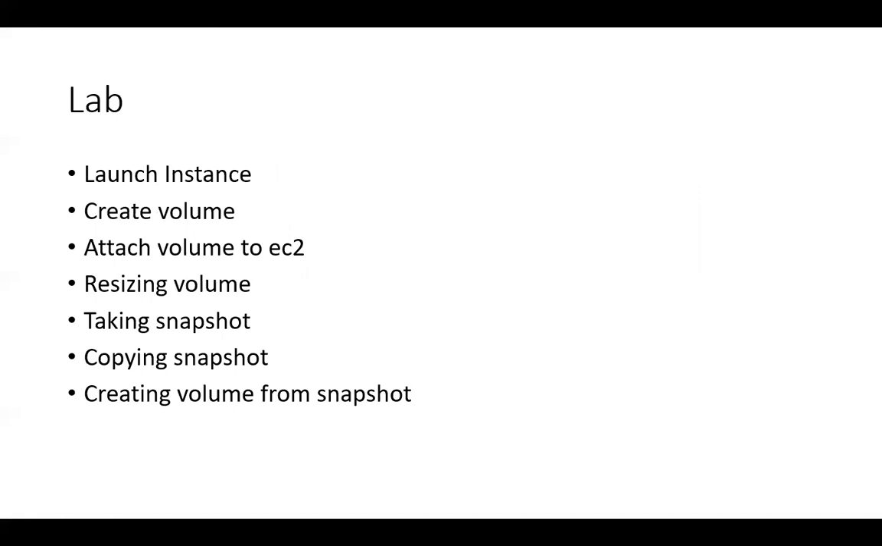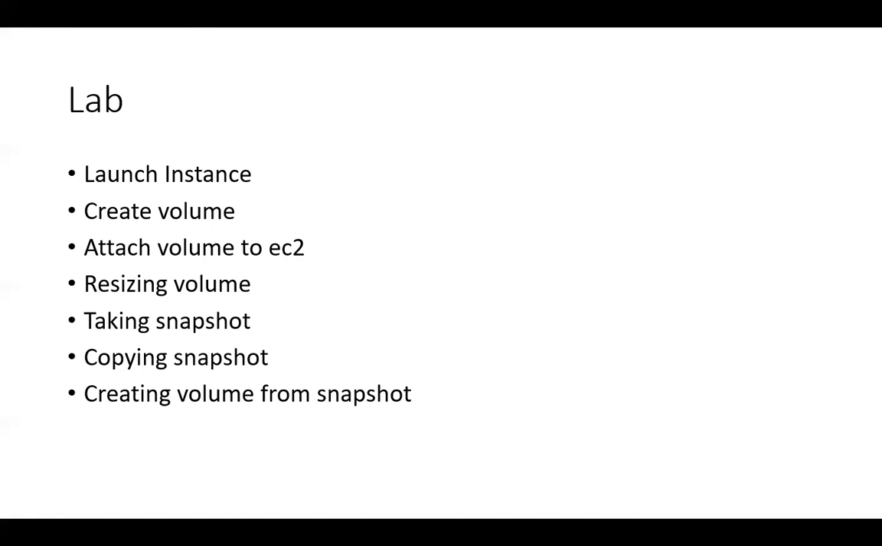In the lab, I will show you how to launch an EC2 instance. There is an option whether we want to delete the volume on termination or not. That is our choice. By default, it is yes, we terminate the root volume that is attached to the EC2 instance, in which our OS is there. And how to create a volume and attach it to the EC2 instance. We can even resize existing volumes, take a snapshot, copy the snapshot, and create a volume from a snapshot. So let's move on to the lab.